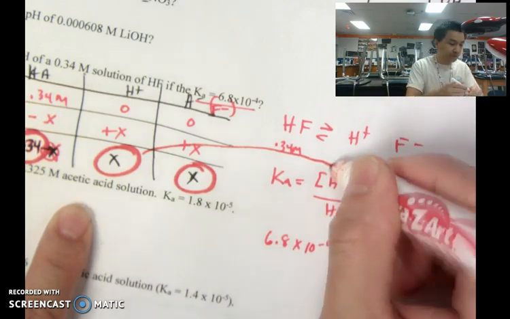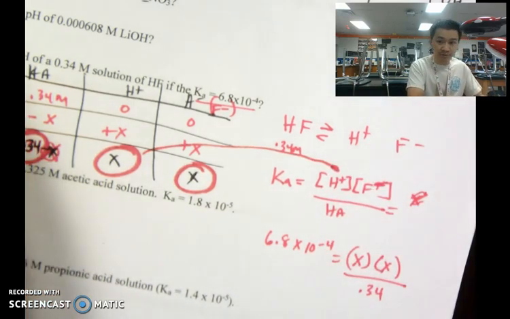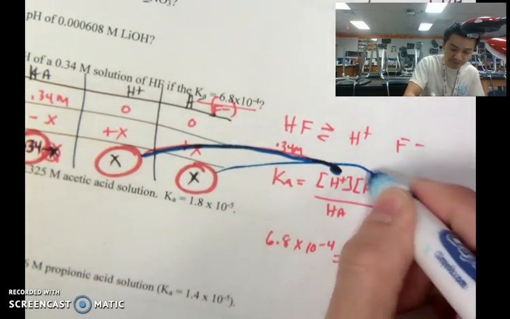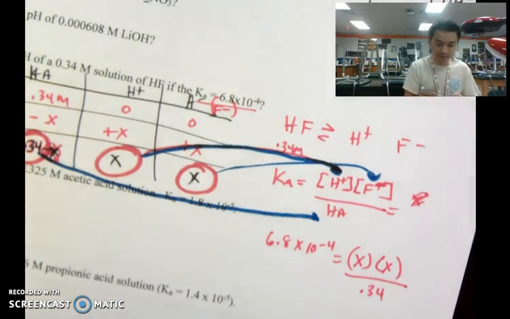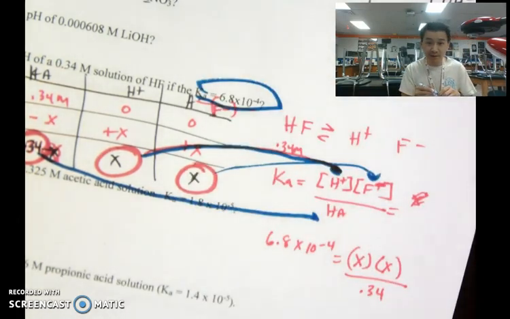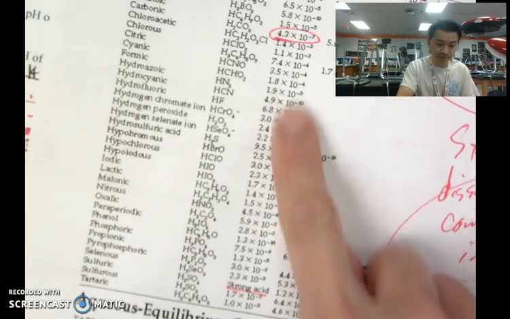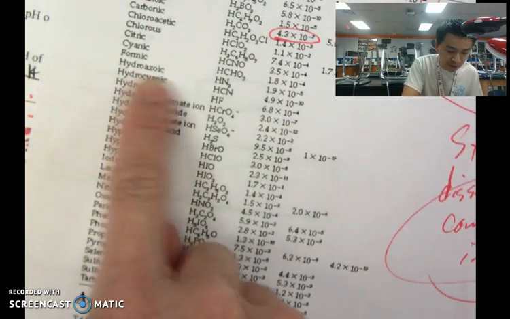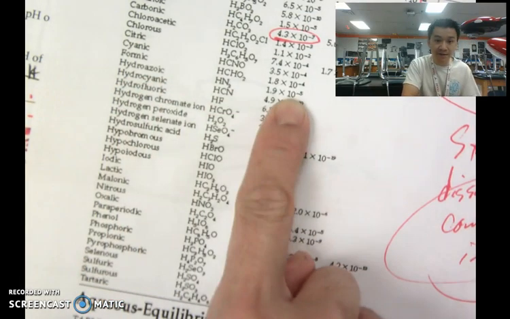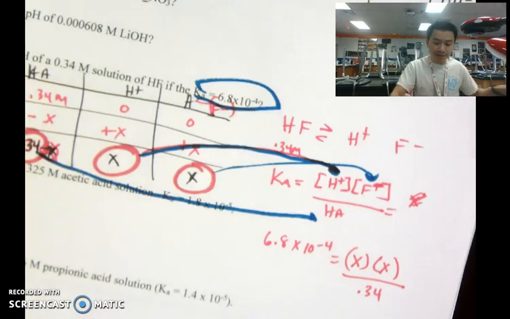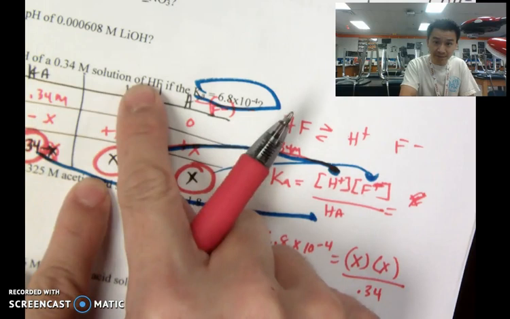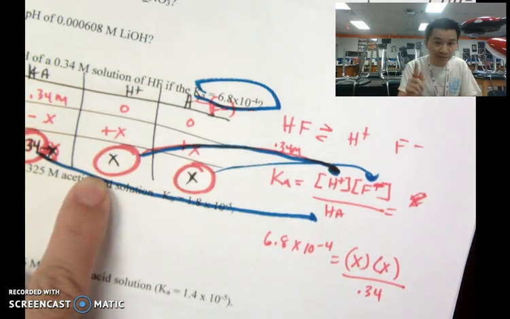H goes there, F goes there, 0.34 goes there. The Ka we get from the formula here. If they don't give us the Ka, then we have to find it on the chart here. Some acids, for example, if they tell us hydrazoic acid, then we have to find it there. Okay. So now we just have to solve for X, because X is our H plus. And once we have X, we can find the pH.